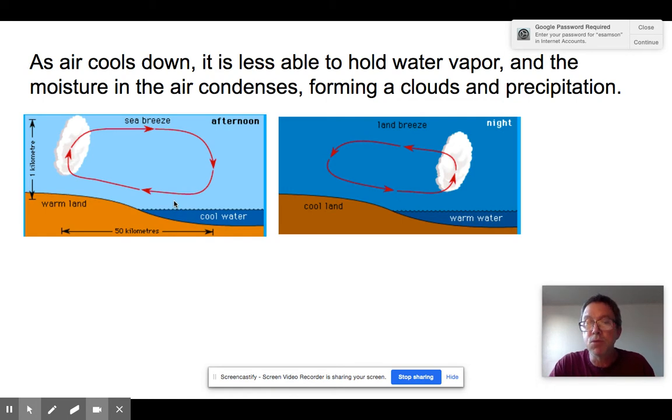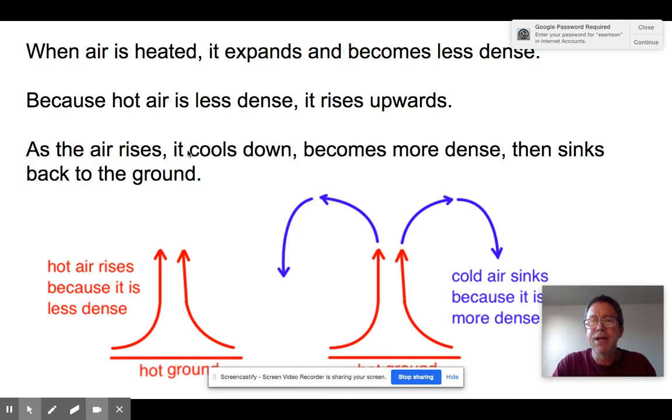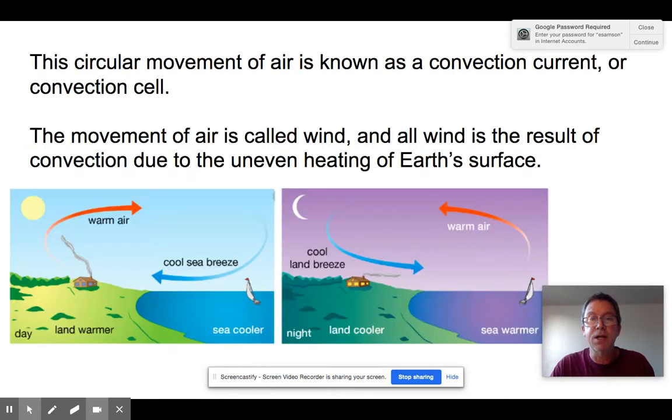The air here is moist. As it moves over the land and heats up, it moves upwards. But if you recall, as it moves upwards, it cools down. Well, if you cool down air that has a lot of water in it, that water is going to condense and form these little droplets that we call a cloud.